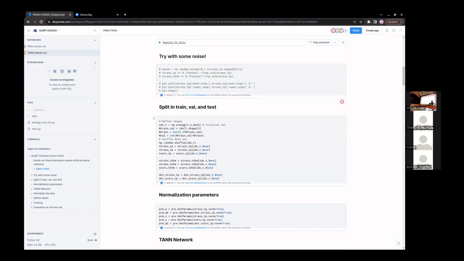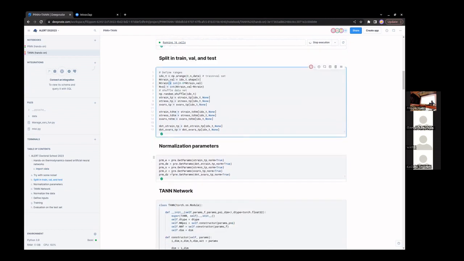I split just the data set into training and validation. There is no test, just to show you the approach. What interests us, we'll see later on, is not all this quantity. What we do here is find the normalization parameters for epsilon dot, sigma, z, and z dots.